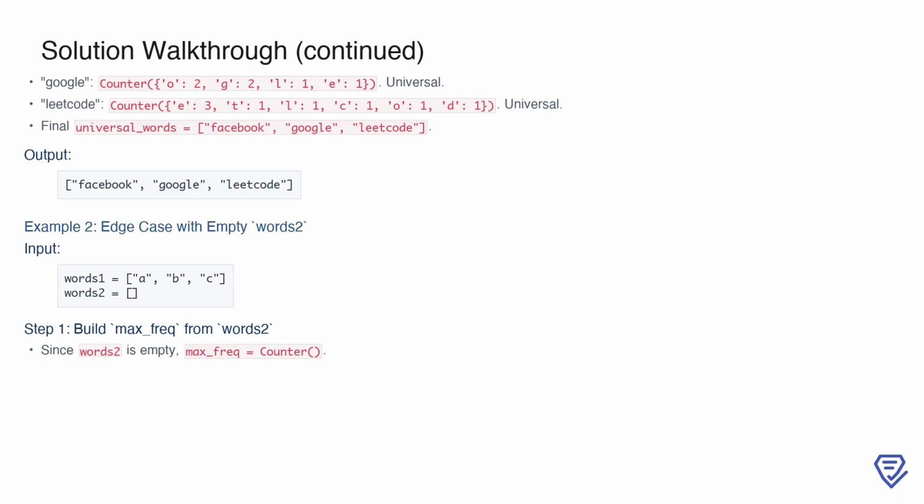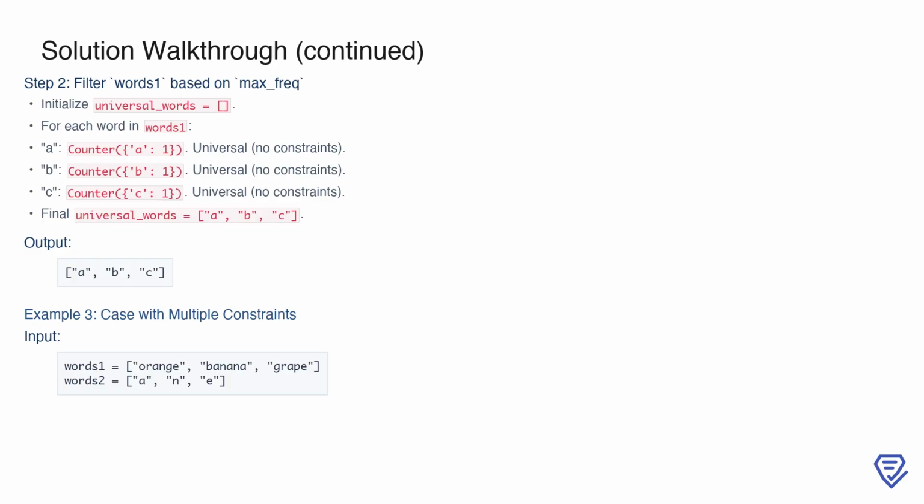Since there are no constraints, the max_frequency counter remains empty. This means that every word in words 1 automatically qualifies as universal, as there are no required letter frequencies to satisfy. With no constraints in words 2, we proceed to filter the words in words 1. For each word, like A, B, and C, we calculate their letter frequencies. Since there are no constraints to check against, each word is considered universal. As a result, the final list of universal words is simply all the words from words 1, which are A, B, C. This demonstrates that when words 2 is empty, the solution simplifies to returning all words in words 1.